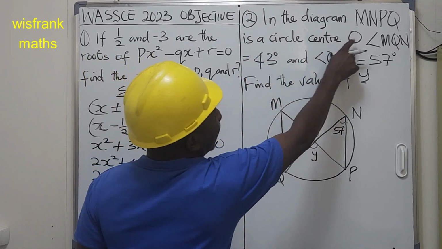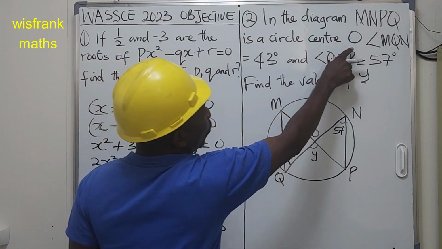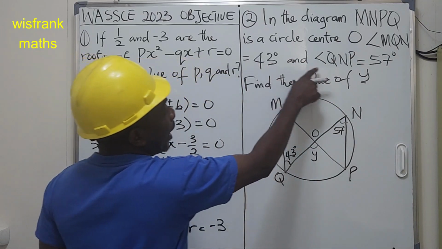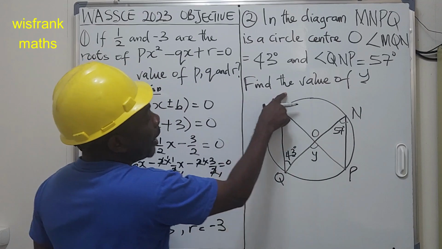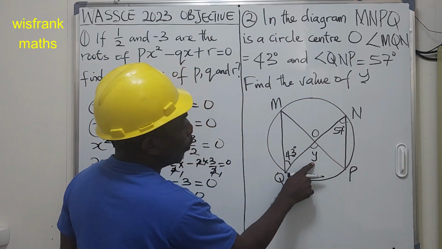In the diagram, MNPQ is a circle with center O, angle MQN equals 43 degrees, and angle QNP equals 57 degrees. Find the value of Y. So this is the figure, and this is the Y that we have to find.